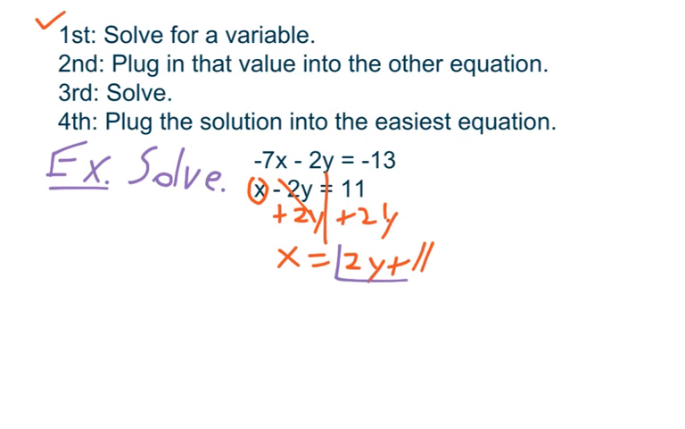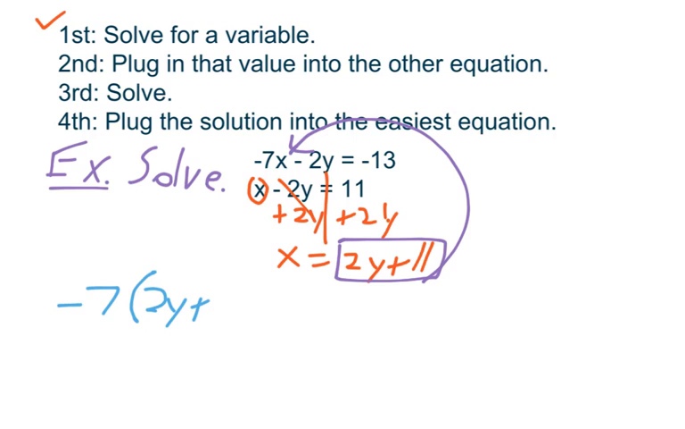So I'm going to plug this solution for x back into the other equation. So back into this equation. So I would rewrite that as negative 7. Instead of putting x in, I'm going to use parentheses and put 2y plus 11. And anytime you plug something in, you should probably use parentheses. So minus 2y equals negative 13. So see, all I did was plug that back in for x using parentheses, and I brought everything else down.